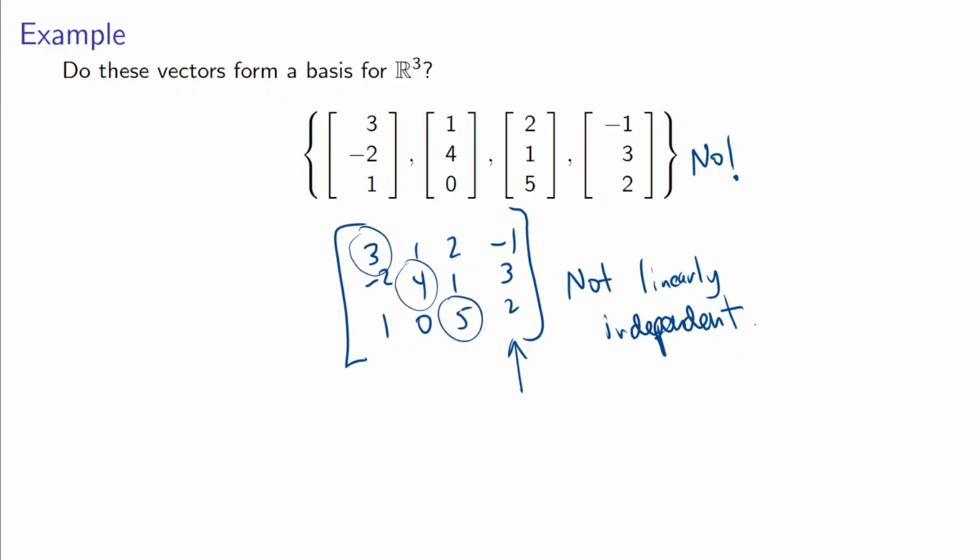So the easiest way to determine if a set of vectors forms a basis for R^m is to put those vectors into a matrix, row reduce that matrix, and check if it is row equivalent to the identity. That is, of course, assuming the number is right. If you're dealing with R^m and you don't have exactly m vectors, then you can immediately say no.